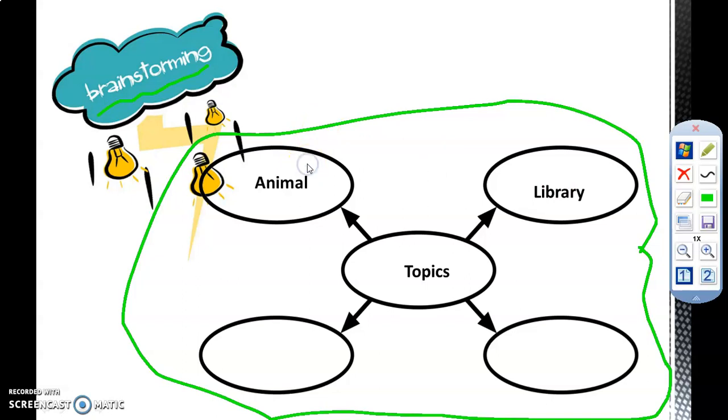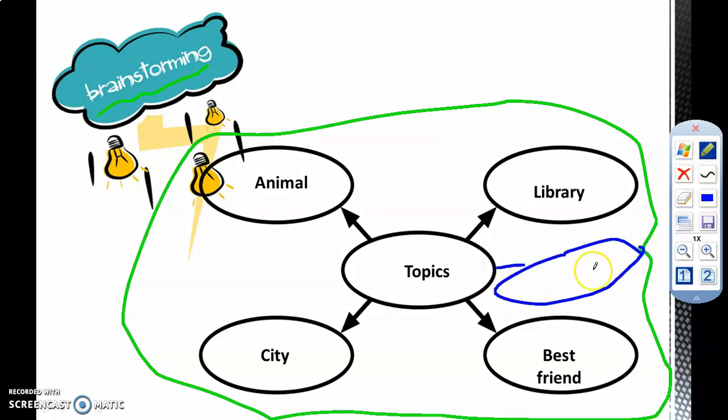Let's see. I want to write about an animal. Or maybe I write about a city. Or I want to write about someone. I want to write about my best friend. Of course, it's possible to put more bubbles and write about whatever you want. So I'm giving you here just examples. So this is how you start your writing.